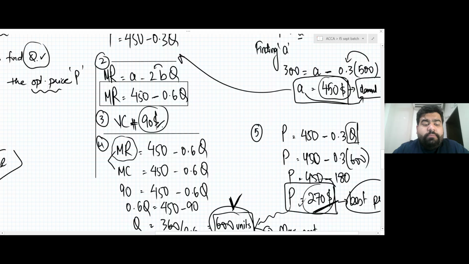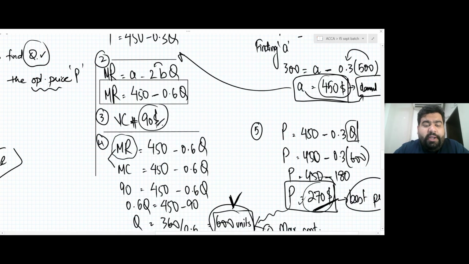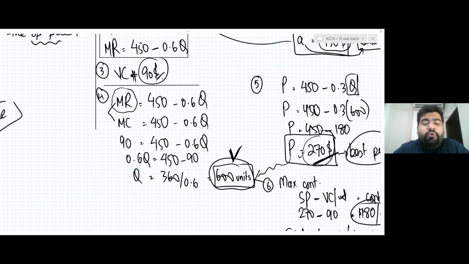Now, after that, the third step was variable cost: establish variable cost. Maybe it is given in the question. If it's not given, just add all the variable costs like direct material, labor, and all variable overheads. Variable cost in this question was given already: $90. Then what we have to do is equate the marginal revenue formula with marginal variable cost, marginal cost.